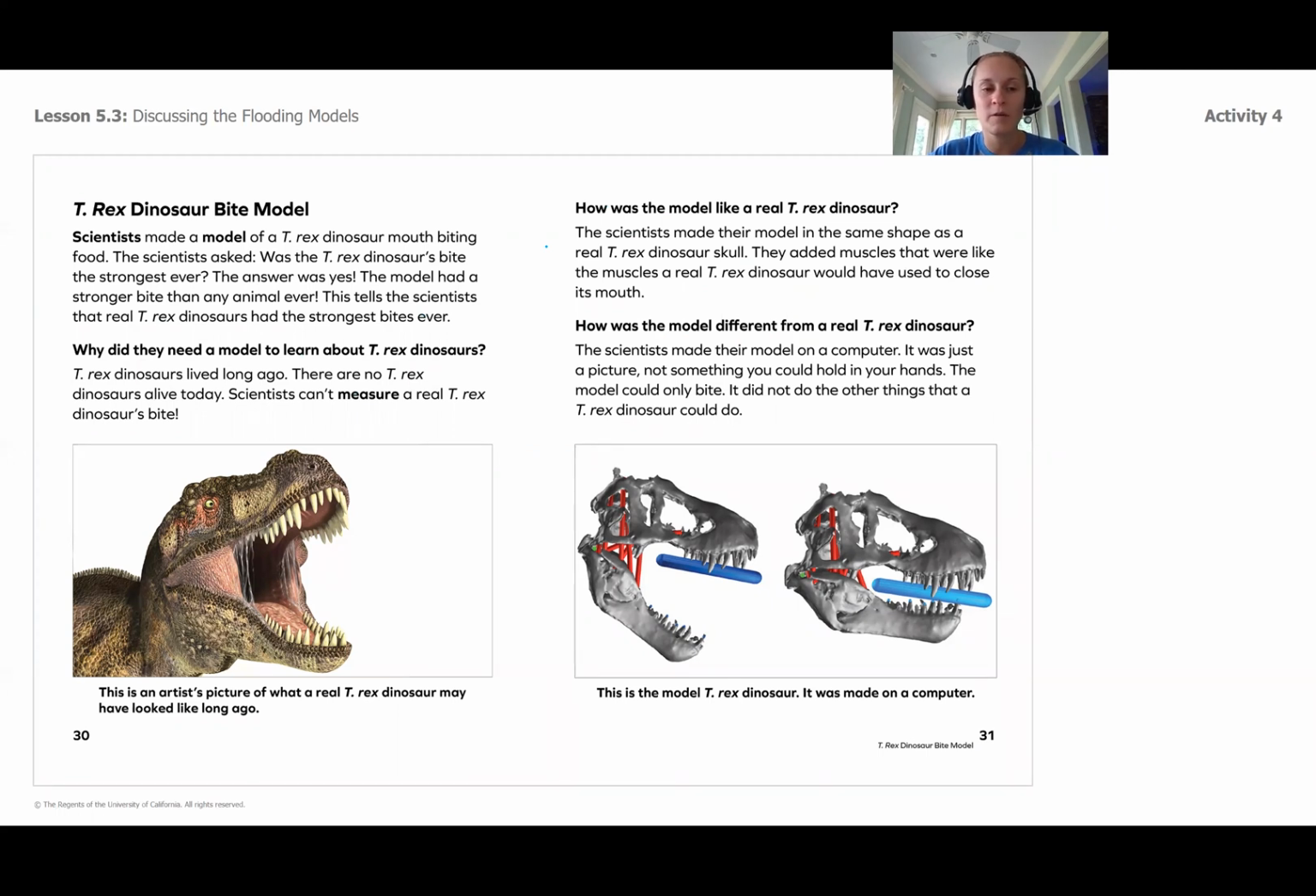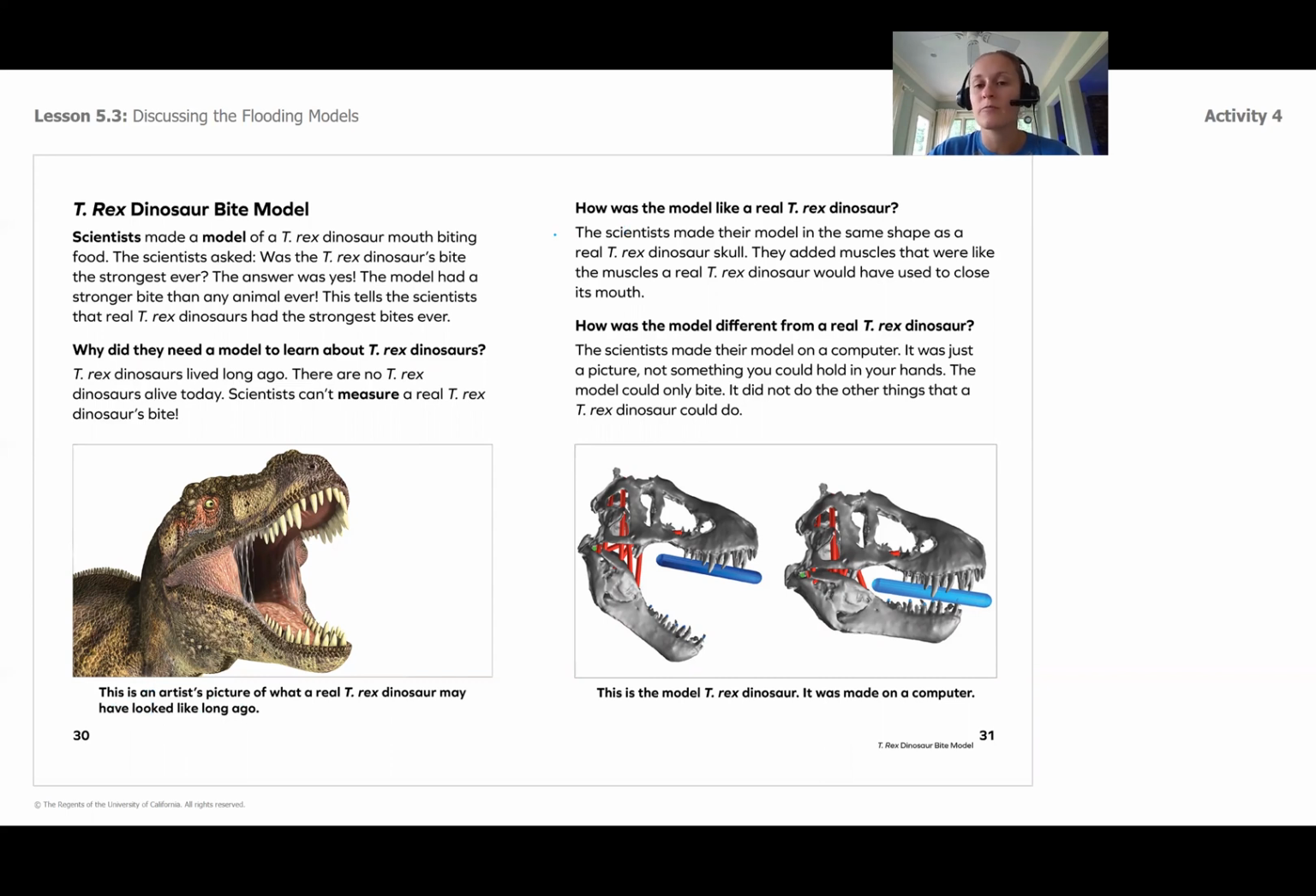Why did they need a model to learn about the T-Rex dinosaurs? T-Rex dinosaurs lived long ago. There are no T-Rex dinosaurs alive today. Scientists can't measure a real T-Rex dinosaur bite. Okay, and then down here, we need to make sure we read the captions when we see pictures like that. This is an artist's picture of what a real T-Rex dinosaur may have looked like a long time ago.